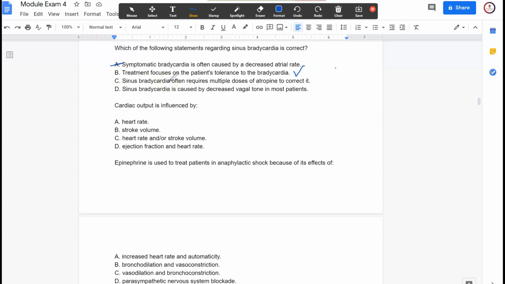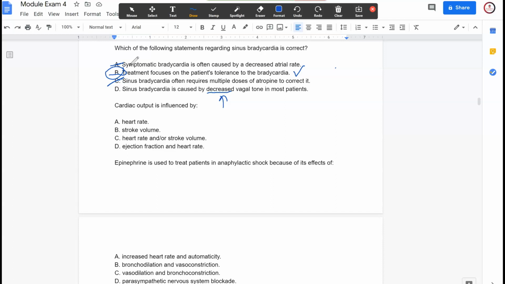Sinus bradycardia often requires multiple doses of atropine to correct it. Generally, no. Generally, we just give that one. Other places change the protocols a little bit so you can give more, but if it doesn't work the first time, we move on to transcutaneous pacing. Sinus bradycardia is caused by decreased vagal tone in most patients. No, it's not decreased, it's increased vagal tone. So your best answer here is that treatment focuses on a patient's tolerance. Because if the patient tolerates a bradycardia, are you going to treat it? No. Bring them to the hospital and let them deal with it.